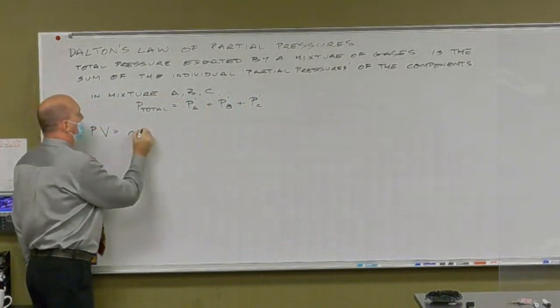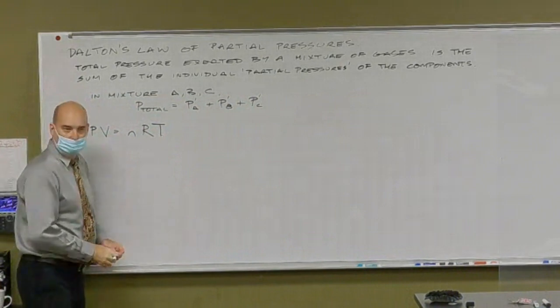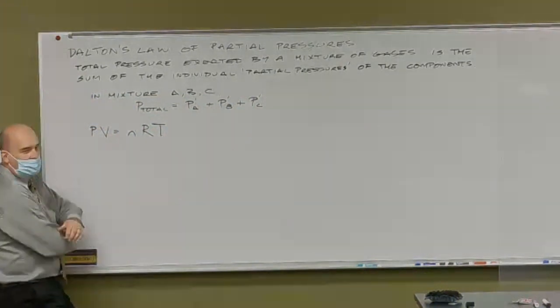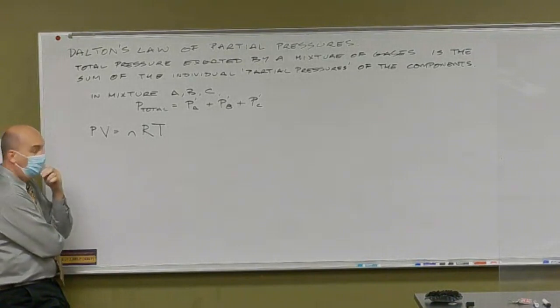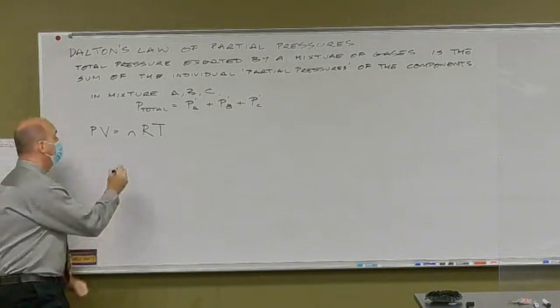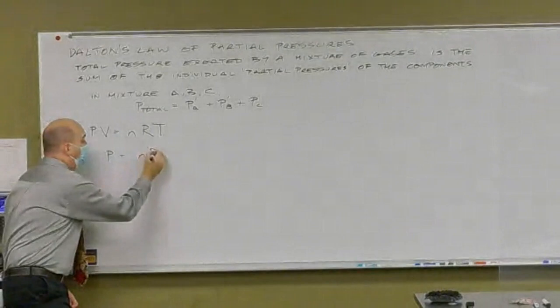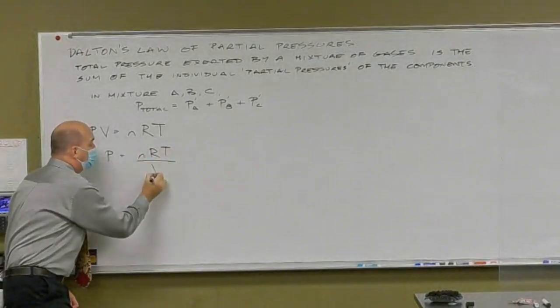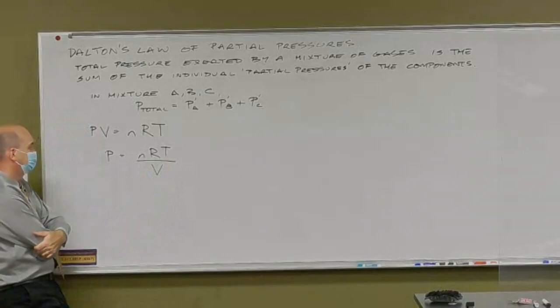PV equals nRT. Today we're going to be using PV equals nRT to find P. We're not going to be interested in volume or temperature today. We're going to be looking at a pressure. So I'm going to rearrange PV equals nRT to tell me P equals nRT over V. Okay.